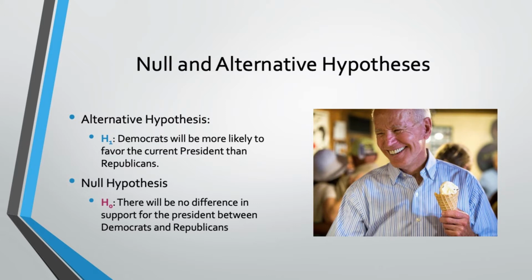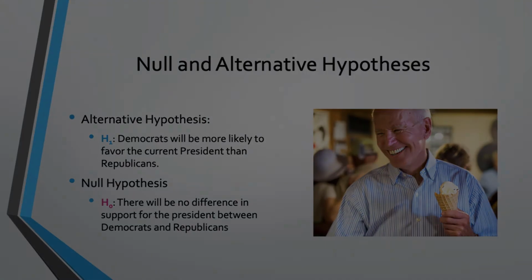Now remember, the null hypothesis is always going to state that there's not going to be a relationship between the independent variable and the dependent variable. So very simply, the null hypothesis here is that there will be no difference in support for the president between Democrats or Republicans. This is the thing that we want to reject. We want to prove this to be false, and that is how we find evidence for our hypothesis.